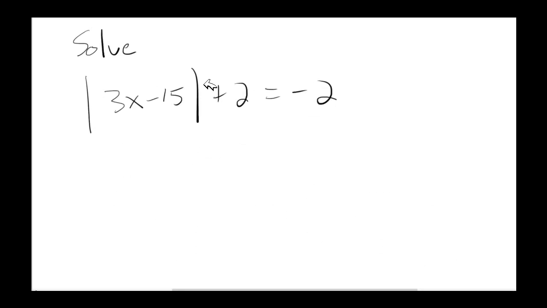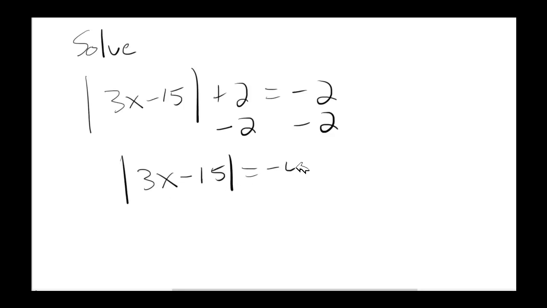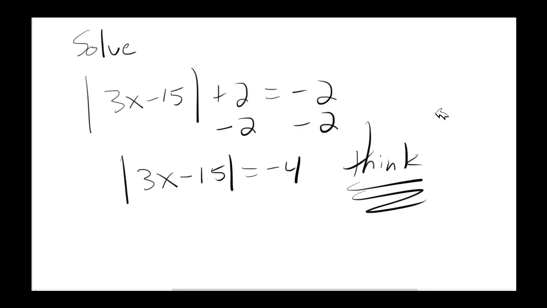Okay, so I have another absolute value equation. So I'm going to isolate the absolute value. I'm going to move the 2 over. Now I have absolute value of 3x minus 15 is minus 4. Remember, here we need to think. Can absolute value equal something negative? No, because absolute value at its smallest is 0, and then everything else is positive. So this would be no solution. So watch out for that.